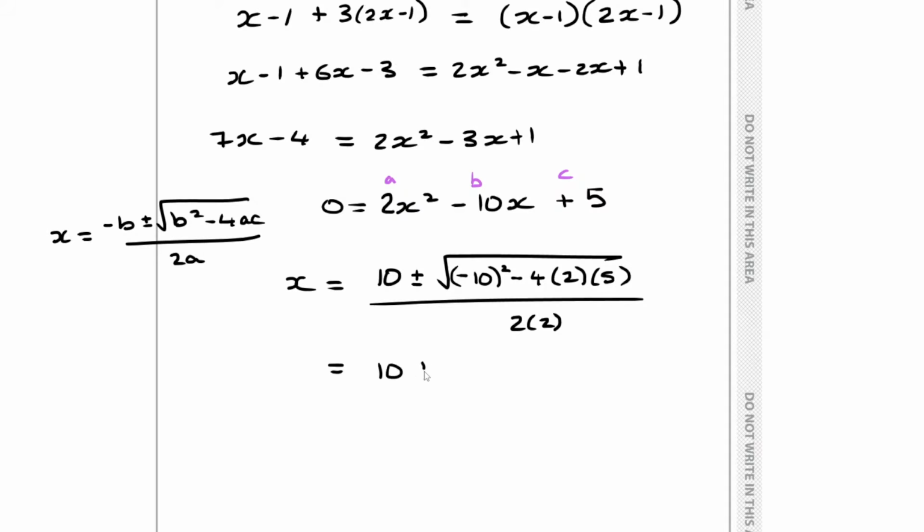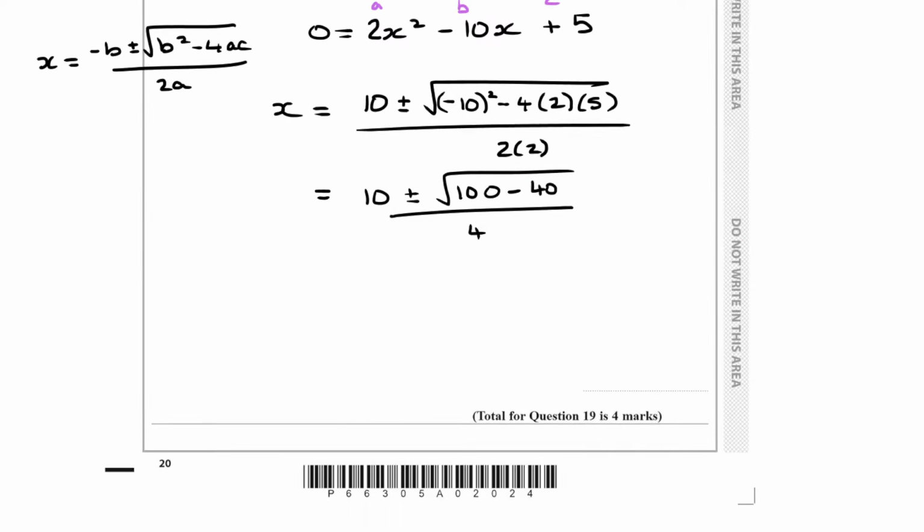So the 10 can stay there for a second. Squaring negative 10 is positive 100. Take away 4 times 2 is 8 times 5 is 40, over 4. And then just keep working through it. So that would give me 10 plus or minus root 60 over 4. Now you might think, yeah, that looks quite nice and simplified.